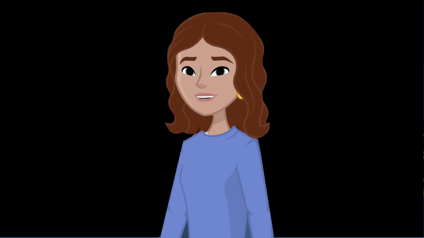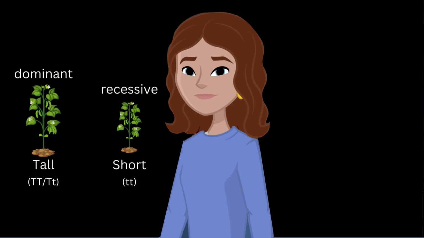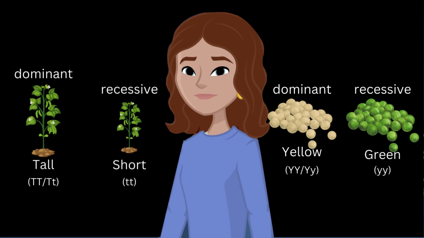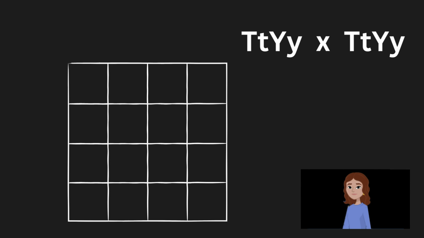Let's use the pea plant height example from earlier and now add pea color. We know that tall plants are dominant over short plants. For pea color, yellow colored peas are dominant over green colored peas. Now picture that we have a pea plant that is heterozygous for both height and pea color. Let's attempt to pollinate this pea plant with itself. We have big T, little t, big Y, little y on both sides of the dihybrid cross.